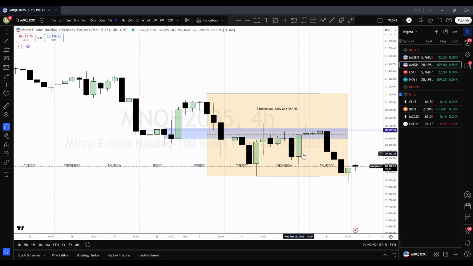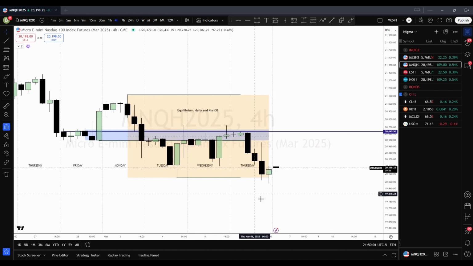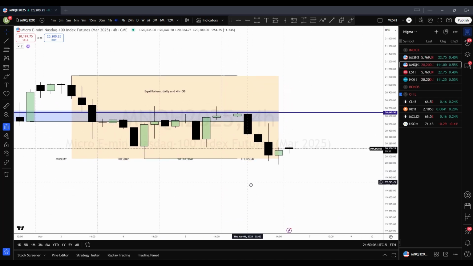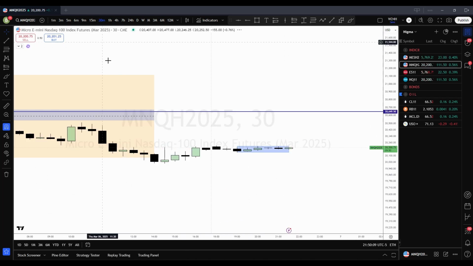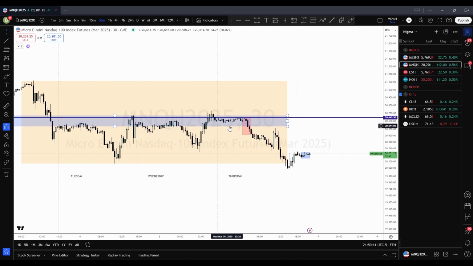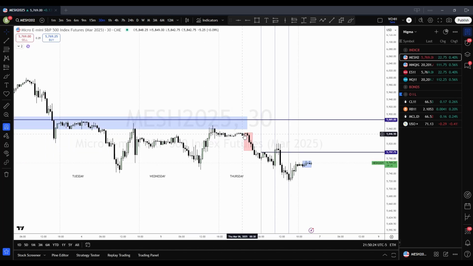On Tuesday and Wednesday we were basically consolidating around this area, and then on Thursday we had this huge drop down. If you look at Thursday on the 15 or 30 minute chart, you see Asia consolidate tightly around that area, and then in London we have a push down, right? So no clear reversal here. Same thing with ES, no clear reversal. It's just a push down.